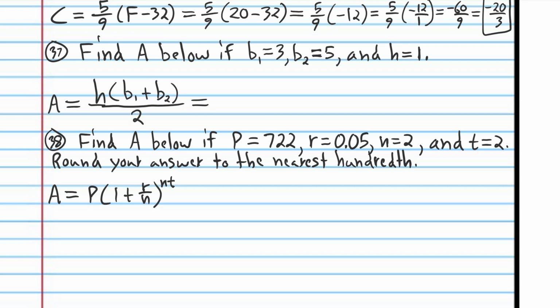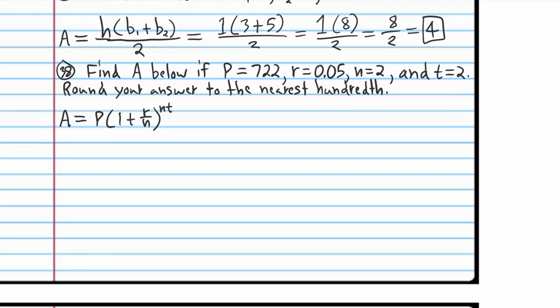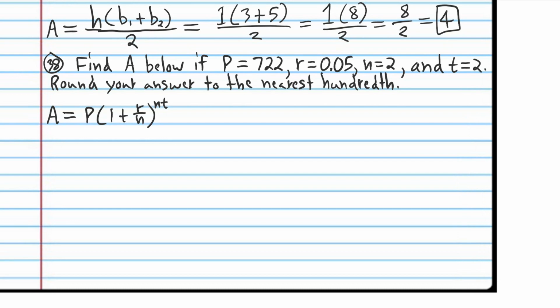All right, we're back. h is equal to 1. b1 is equal to 3. b2 is equal to 5. So all we have to do is just simplify that expression. So PEMDAS tells us to do the parentheses first. 3 plus 5 is 8. And then 1 times 8 is 8. And then 8 divided by 2 is 4. So if you got 4, good job. All right, on to 38. 38, let's do that together.